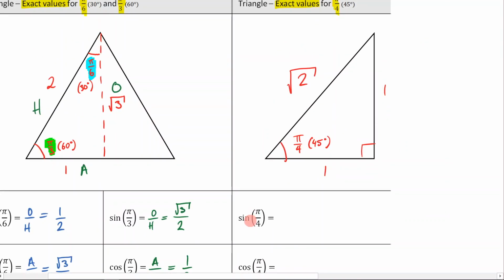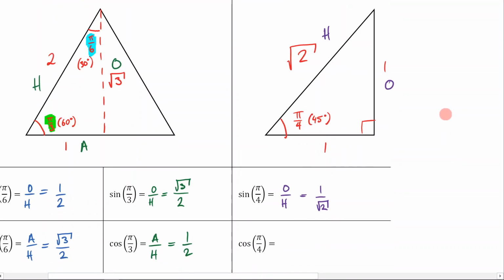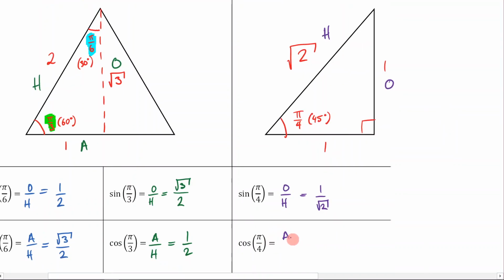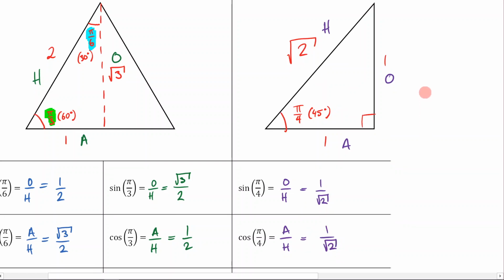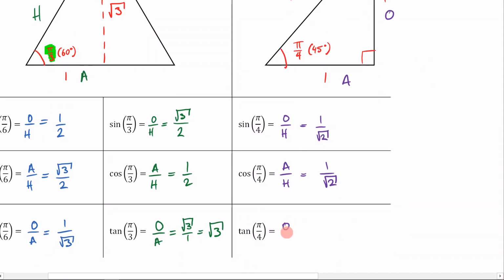So we could say sine of pi on 4 is going to be opposite over hypotenuse. So I'm looking at this one right here. Opposite is here, hypotenuse is here, 1 over the square root of 2. Next, I'm going to be dealing with cos, which is going to be adjacent over hypotenuse, which is going to be here. So it's going to be 1 over the square root of 2 again. And then lastly, it's going to be tan, so it's going to be opposite over adjacent, which is just going to be 1 on 1, which is 1.